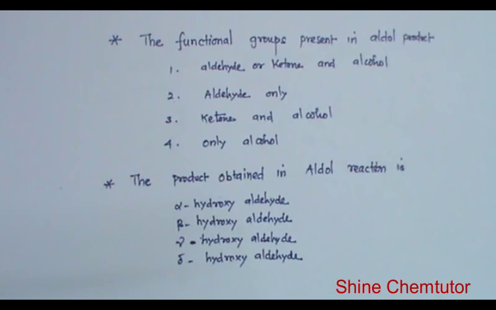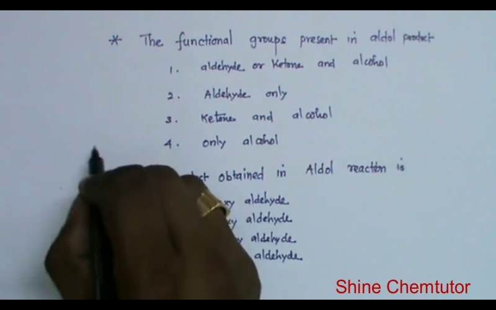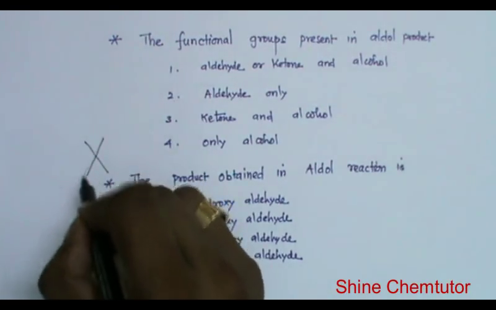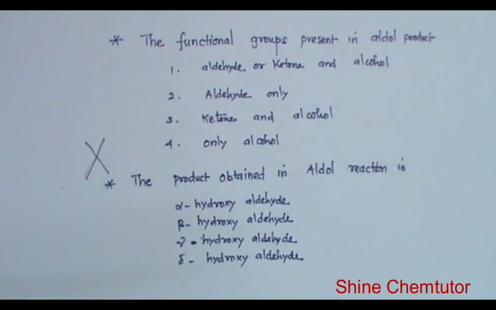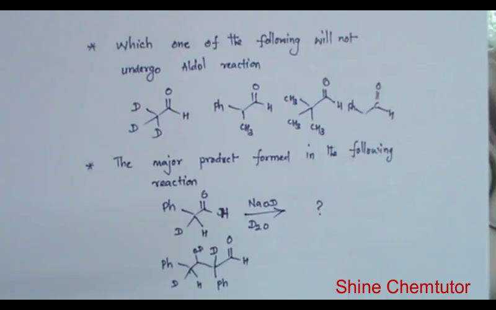There is one more question. The product obtained in aldol reaction is beta hydroxyaldehyde, alpha hydroxyaldehyde, gamma hydroxyaldehyde or delta hydroxyaldehyde. Generally, this kind of question will not be asked in the CSIR exam. This is the basic level, a direct question. This is the second level.